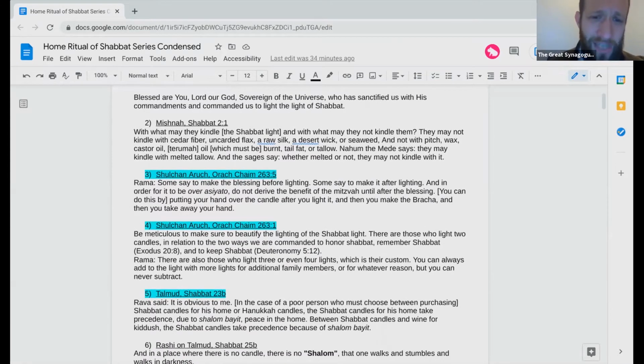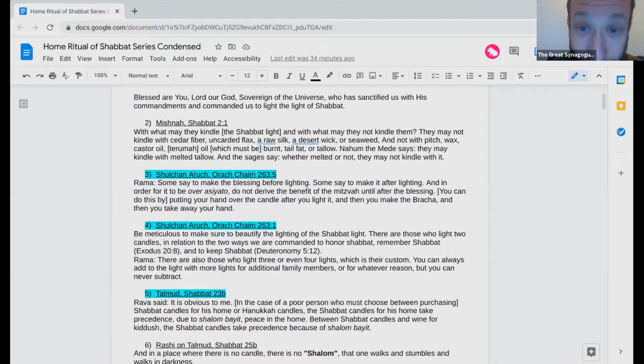The Ramah, the Ashkenazi gloss on the Shulchan Aruch, says, some say to make the blessing before lighting. This is talking about the blessing on the Shabbos candles. Some say to make it after lighting. And in order for it to be over asiyato, do not derive the benefit of the mitzvah until after the blessing. You can do this by putting your hand over the candle after you light it, and then you make a bracha, and then you take away your hand.